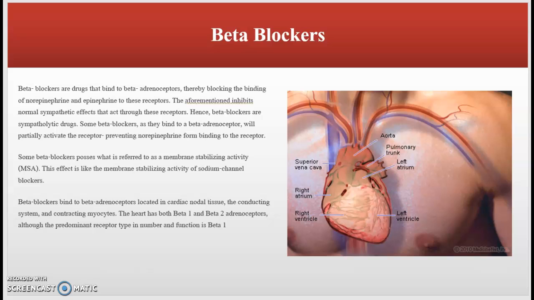Some of us might be aware, there are various classes of drugs that act to reduce or to reverse the effects of tachycardia. Apart from beta blockers, we have calcium channel blockers. We also have alpha blockers. Fortunately, today we will focus just on the beta blockers. Most beta blockers bind to, as I mentioned before, beta adrenoceptors, and these are located in what we refer to as the cardiac nodal tissue.